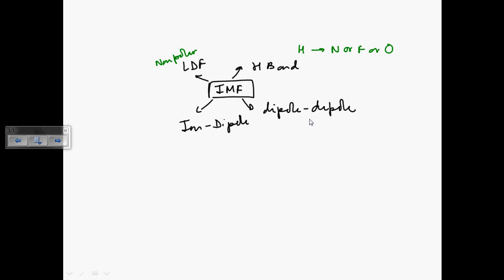Dipole-dipole is almost like hydrogen bond, but it is between two polar covalently bonded molecules. So hydrogen bond is almost like an extreme case of dipole-dipole interaction. And ion-dipole is like if you dissolve an ionic compound in water. So that's ion-dipole interaction. Okay. In terms of relative strength, this is the strongest, number 2, number 2, number 3, and number 4.